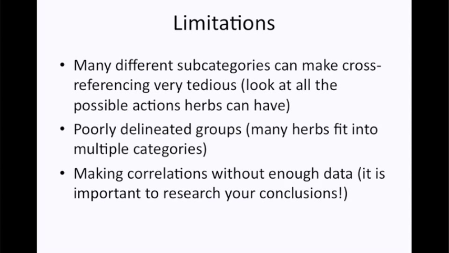Another possible setback is having poorly delineated groups. For example, many herbs fit into multiple categories, even just the parts of the plant used. Some are just the leaf is used, but some are leaf and flower. Some are whole plants. Another limitation is trying to make correlations without enough data. This is why it's so important to do research and to test your conclusions.